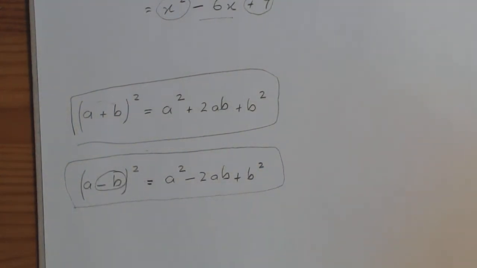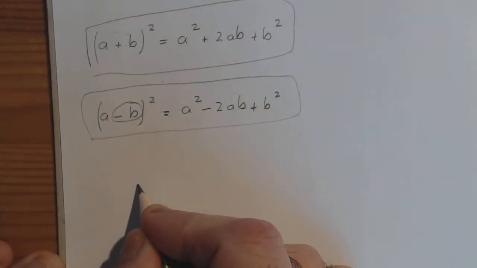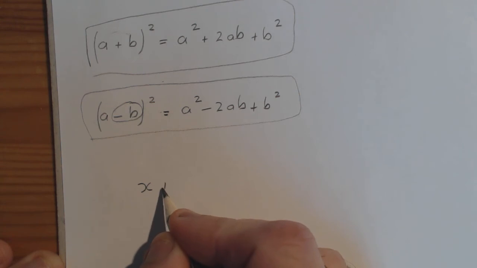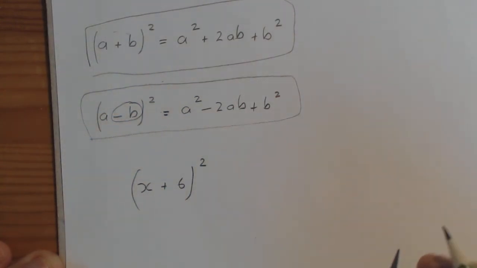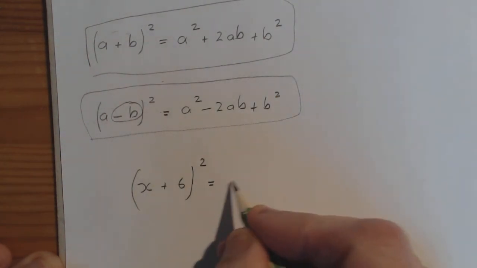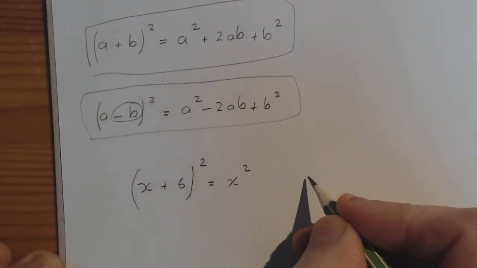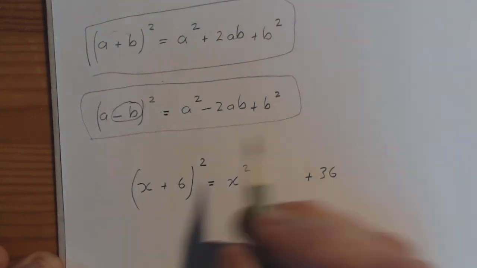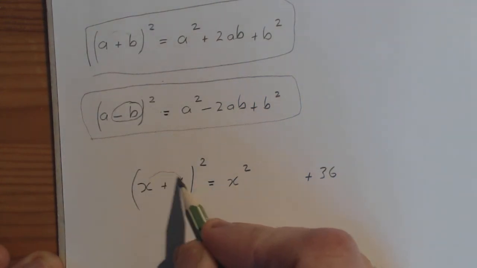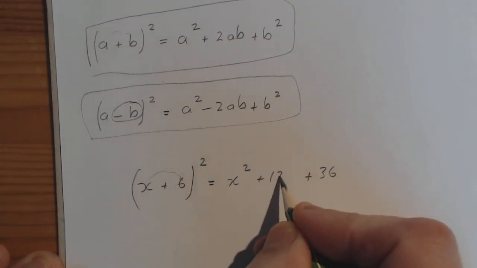Now let's just do two more examples here. If we have x plus 6 all squared, let's expand that. Let's use the quick method. Square the first term, we get x squared. Square the last term, we get 6 times 6, plus 36. Now we multiply the 6 and the x and get 6x. Double it, we get plus 12x.